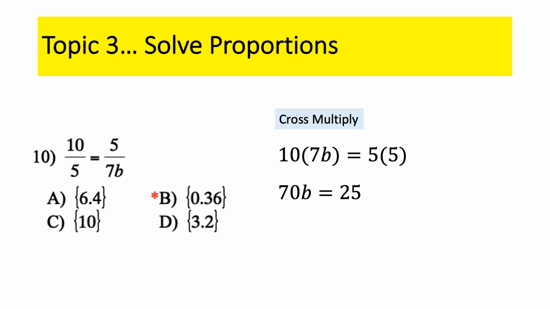Variables on the left, what's attached to it? 70. How does it attach? Multiplication. How do you get rid of multiplication? Division. Divide both sides by 70. 70 divided by 70 is 1. That's what that red slash means. 1 times B is B. 25 divided by 70, ugh, we got to do a little bit of long division. Turns out it's 0.36. All right, that's topic 3, solving proportions. Make notes. Remember, you can have resource cards.